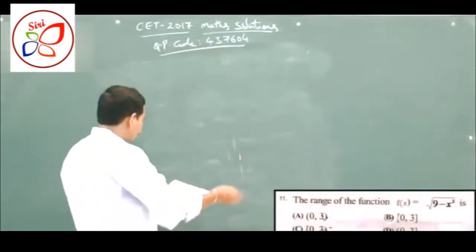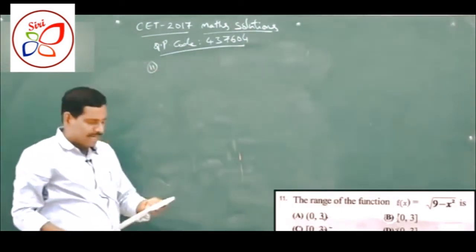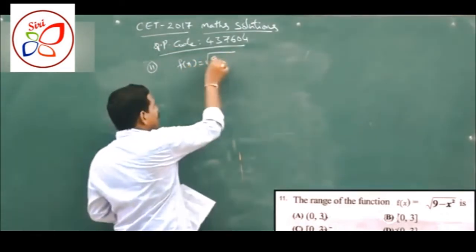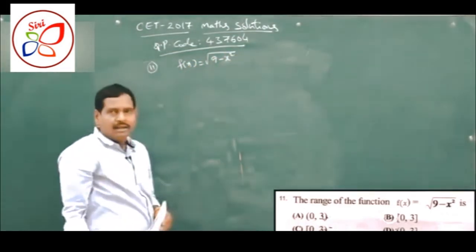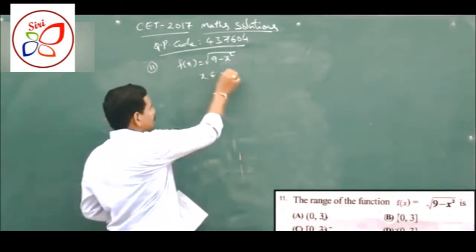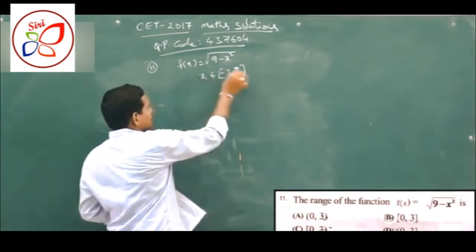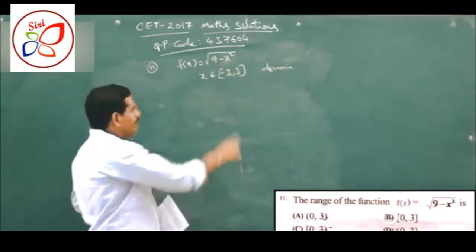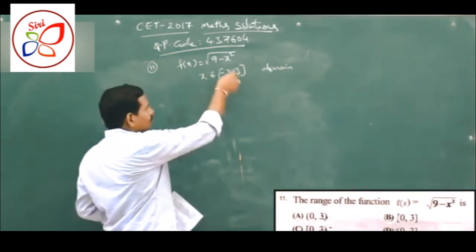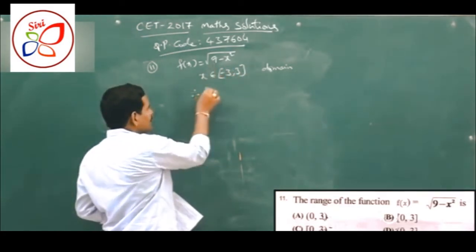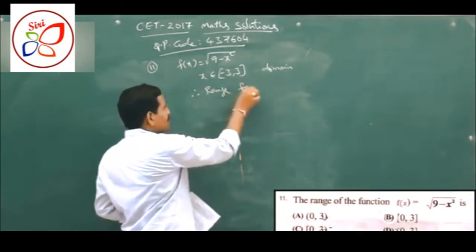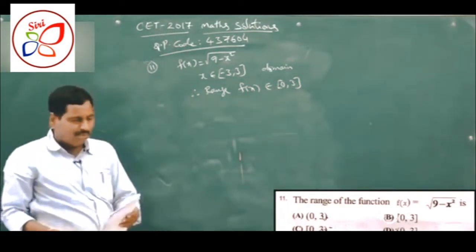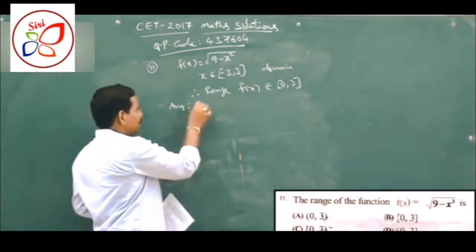Moving to question number 11. This is from functions. Given function is f of x is equal to under root 9 minus x square. Clearly its domain x belongs to minus 3 to plus 3. This is its domain. But we need its range. For minus 3 or plus 3, output is 0. In between these two, for 0, output is 3. So obviously the range becomes 0 to 3, closed interval. That is option number B.